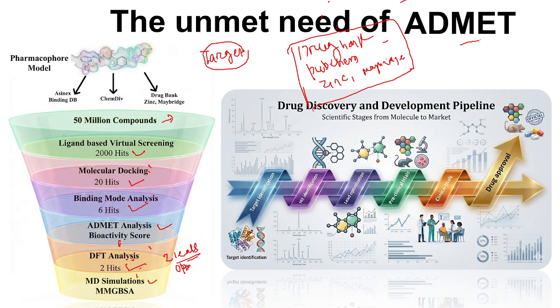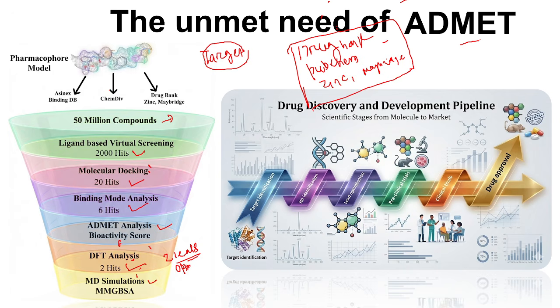After the molecular docking process, we analyze the interactions. We analyze how many amino acids bind to the drug molecule. In this way, we do the binding mode analysis. After that, from the docked drugs, after the binding analysis, the drugs get screened again, and from the 20, we get six. Those are the six hits.